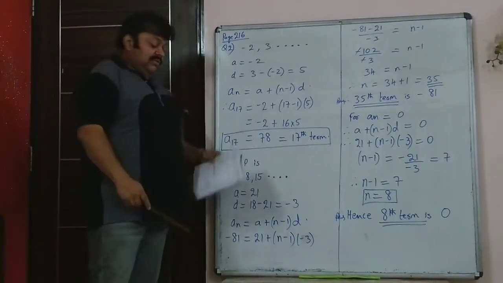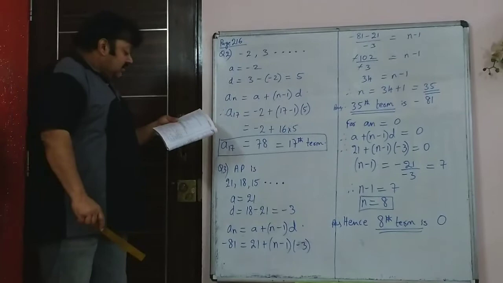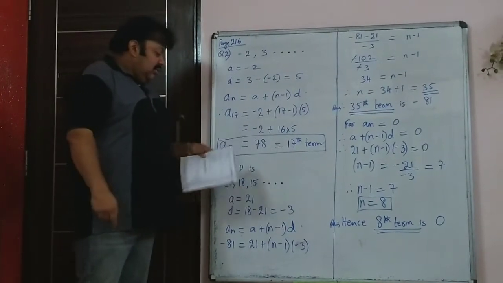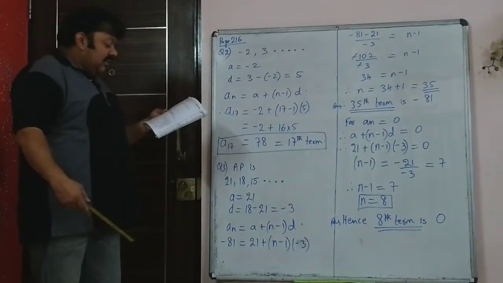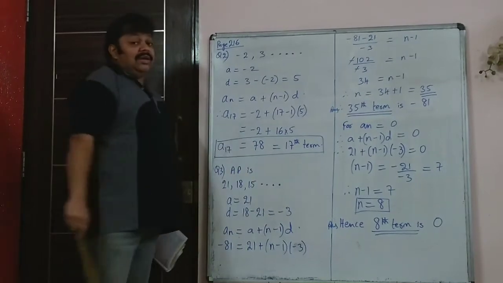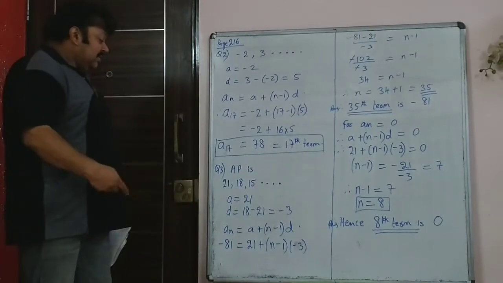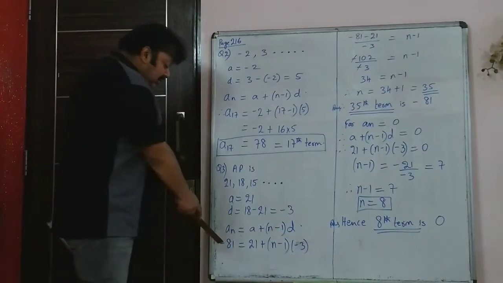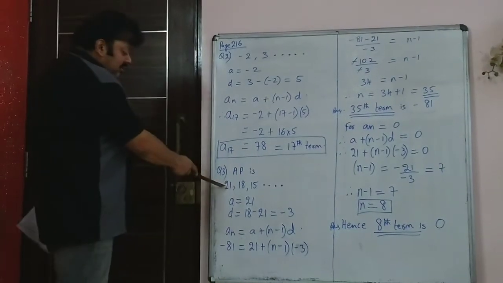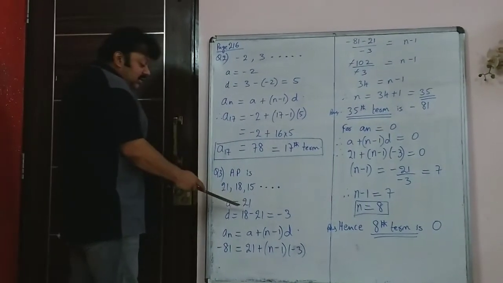Very simple question. Now the next question asks which term of the AP 21, 18, 15, and so on is minus 81. So minus 81 will be which term? So again, the first term is A, that is 21.